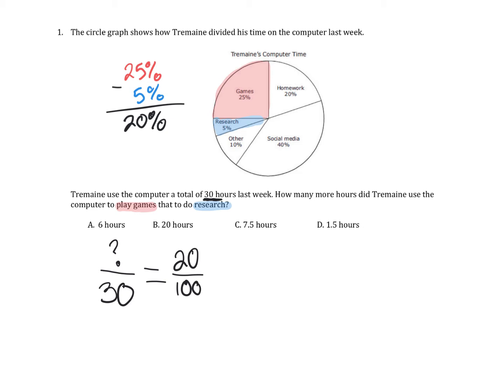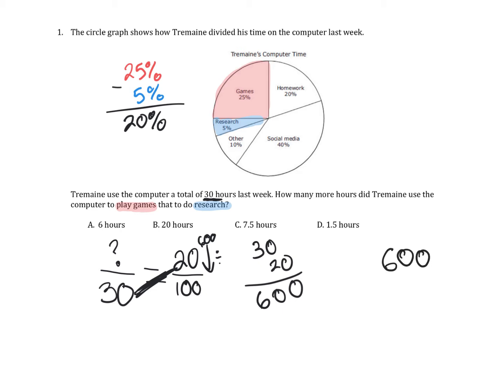Now that we have our proportion set up, we're going to cross multiply. So we do 30 times 20. When we multiply that out, we get 600. So now we have 600 up top. We have to divide down. So 600 divided by 100 just means I move my decimal 2 times to the left to get 6. So our answer would be 6 hours.